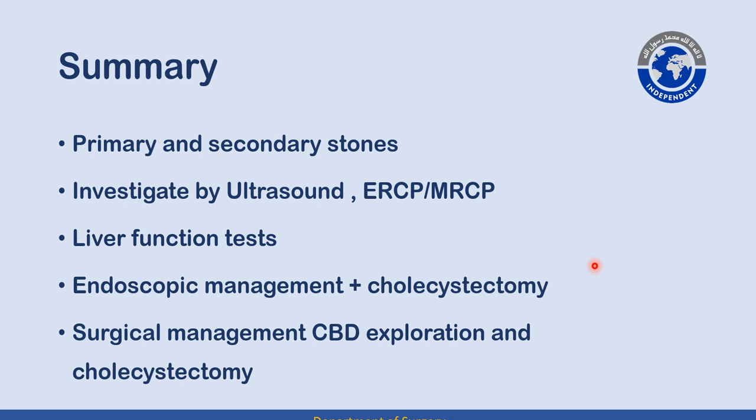To summarize, choledocholithiasis is a stone present in the biliary tract. They are primary and secondary. Primary stones originate in the biliary tract de novo. Secondary stones come from the gallbladder. They are investigated by ultrasound scan, ERCP, MRCP, and liver function tests. The endoscopic management is ERCP and cholecystectomy. Surgical management is CBD exploration and cholecystectomy. So this was all about choledocholithiasis, and this will complete our stone disease of the biliary tract.